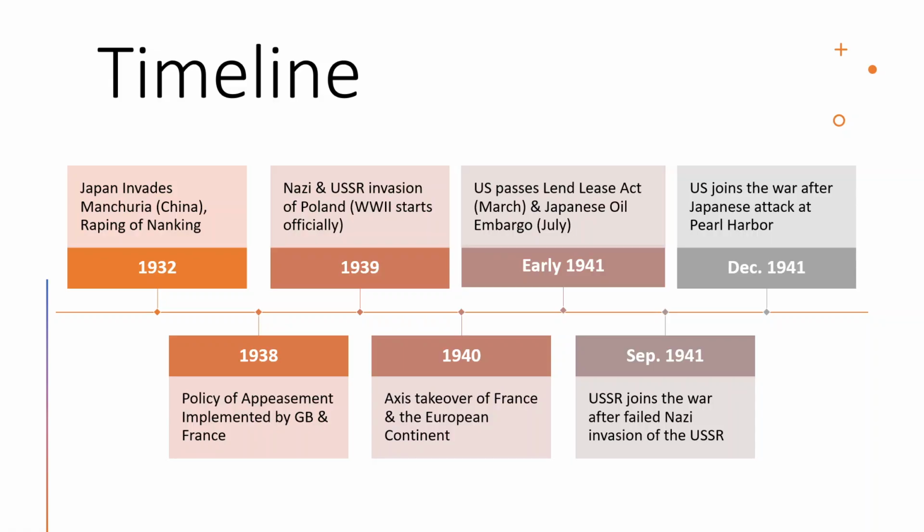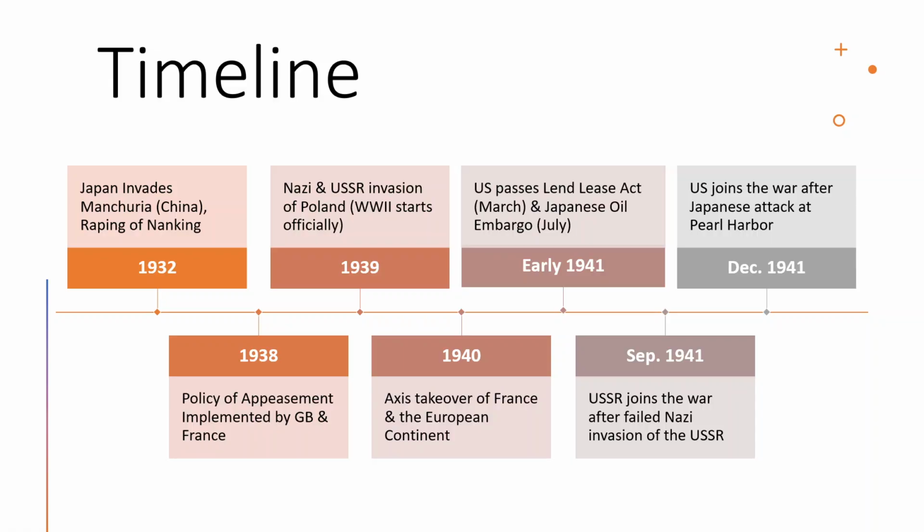The war is officially going to kick off in Europe with the German invasion of Poland. Both the Nazis and the USSR, remember, they had both signed the Non-Aggression Pact, are going to invade Poland from both sides, officially kicking off World War II in Europe. Every historian agrees that World War II is in full swing by this point. By 1940, Germany had managed to blitzkrieg France, taking over all of it. Essentially, the European continent belongs to Fascist Italy and Nazi Germany. The only one really standing in their way is Great Britain.